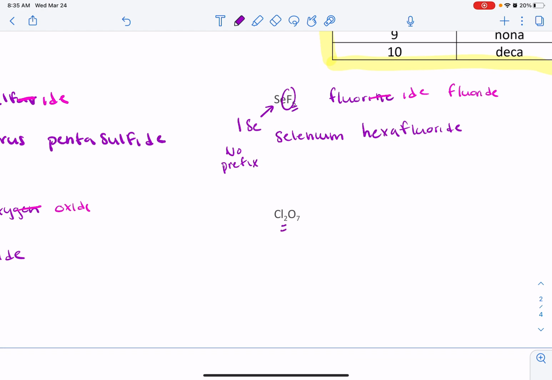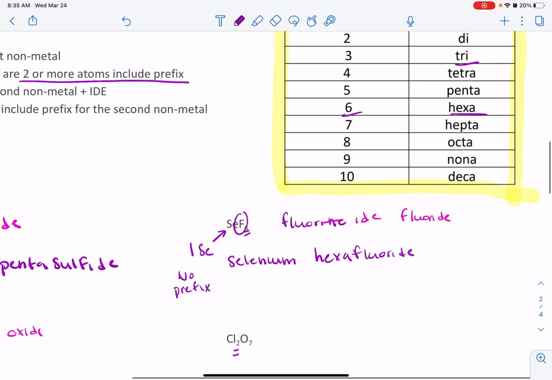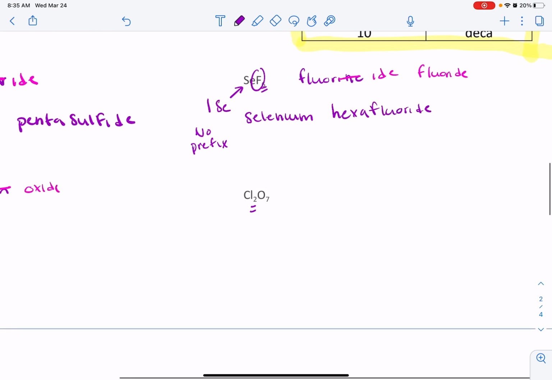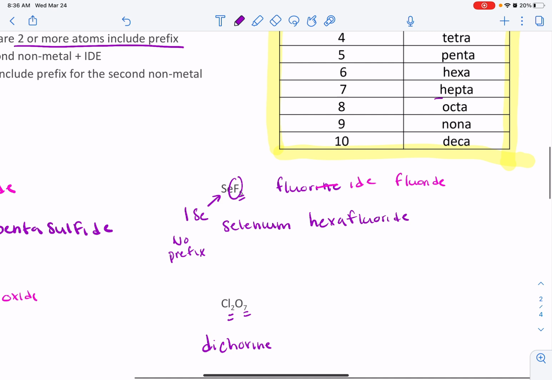Okay, let's look at one more example. Here we have a 2. Looking at our prefix table, 2 is di. So I'm putting di. And then my element is Cl is chlorine. If you didn't know that, you can look at your periodic table. So dichlorine, I'm writing as one word. And then I look at my 7. I see 7 as hepta.